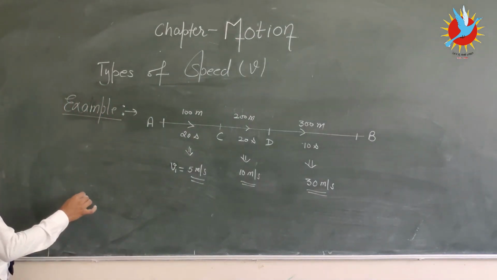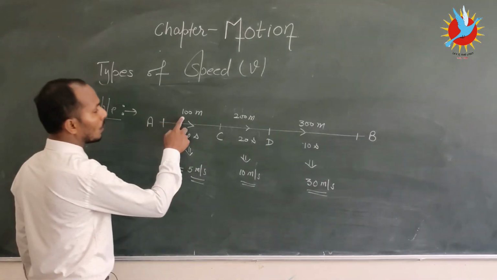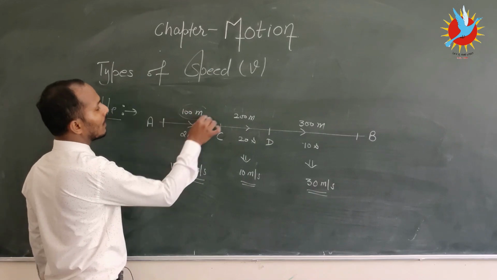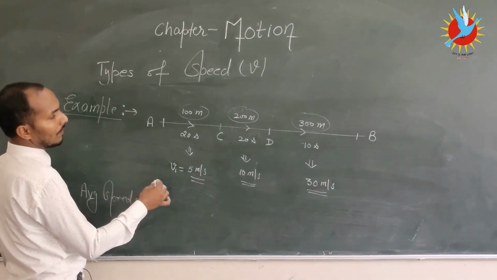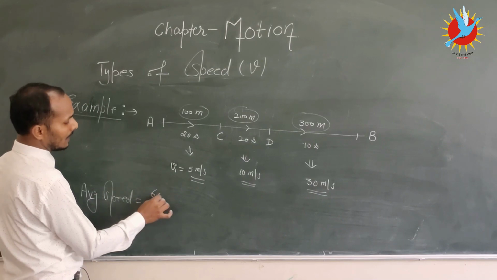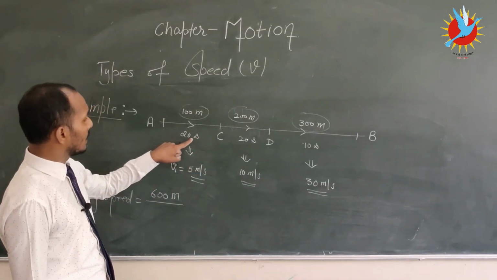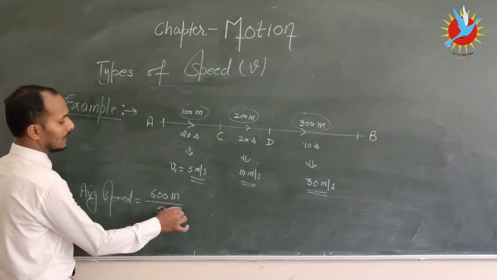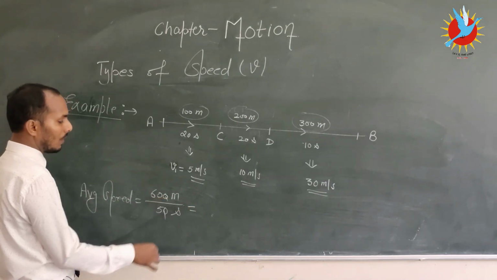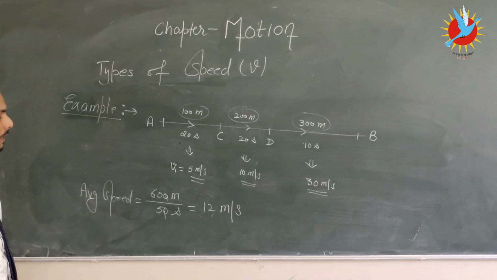Now calculate its average speed. How can you calculate the average speed? Total distance means A to B, how much distance is covered? 100 plus 200 plus 300, it means it covers a total of 600 meters. And how much time does it take? It takes 20 plus 20 plus 10, which means 50 seconds. Then this is its average speed. Cancel out and you get 12 meters per second.